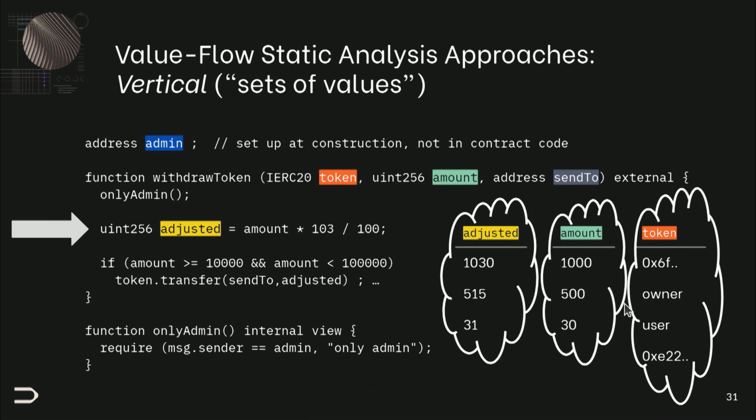So this means that what I'm computing here is that there's a set of values for amount. Independently, there's a set of values for adjusted. They do get derived from these values, but I no longer remember that 1030 came from 1000. I no longer remember that 1030 came from 1000 with token being this value. I've lost all these connections. All of these are clouds of values, unordered sets of values. That's the conventional static analysis. That's the poetry that we are allowed with static analysis.